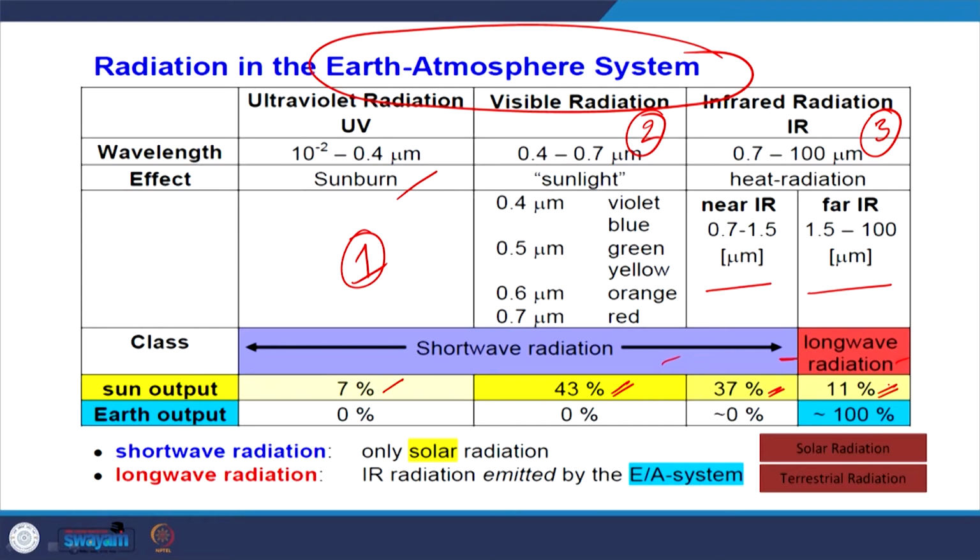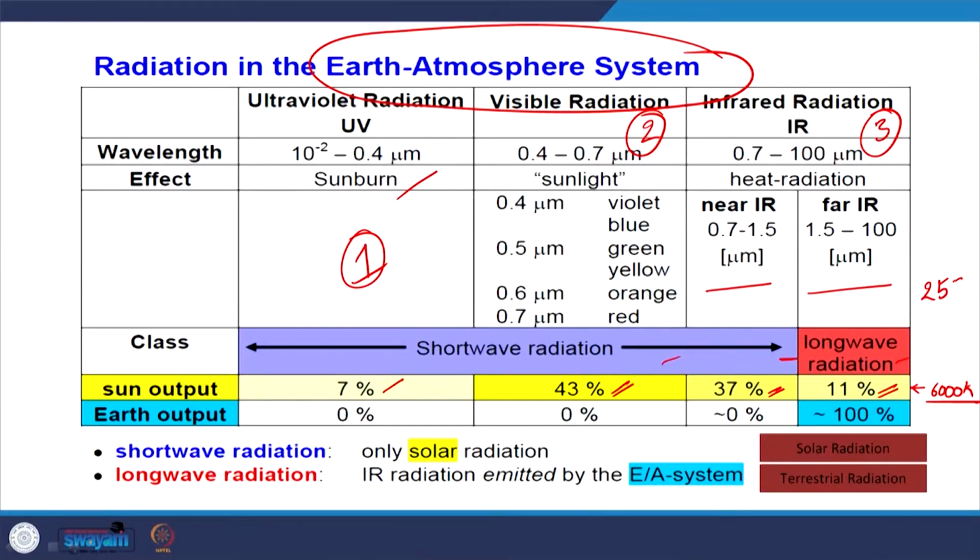Now, what is important is that this sun output is taken at 6000 Kelvin, because in between you have vacuum, so there is nothing which can absorb the radiation and attenuate the incoming radiation. Now, like I say, Earth is also to be considered as a black body, at let us say 255 Kelvin.